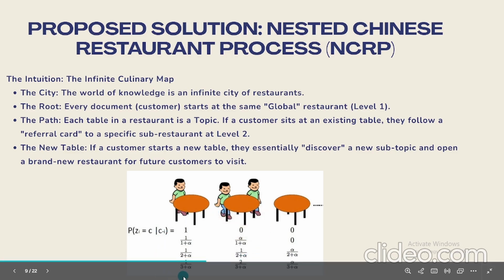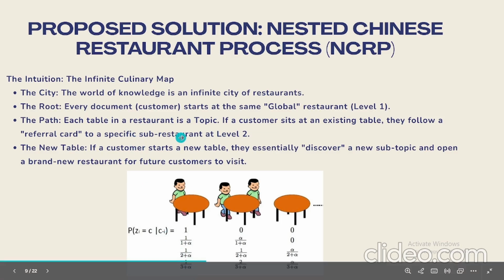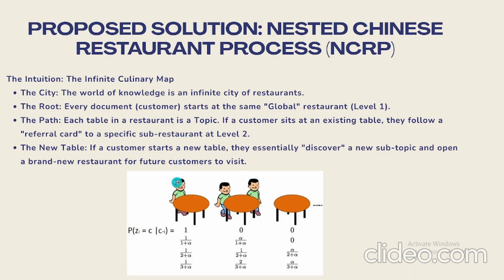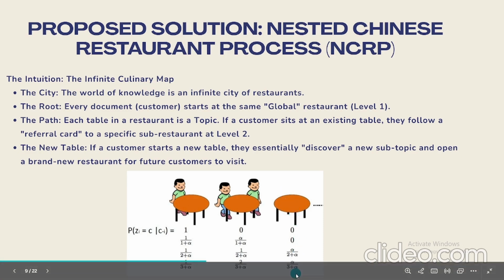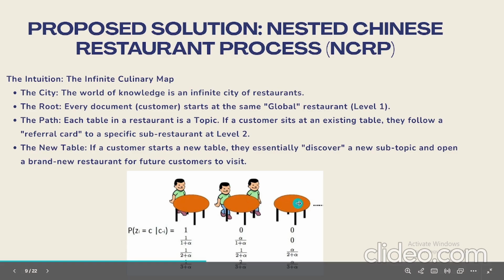Then comes the third customer. Now the third customer has three options. The third customer can sit on the first table, where the number of people is 1 and the total is 2 plus alpha, or the third customer can sit on the second table, where the number of people is 1 and the denominator is 2 plus alpha, or the third person can sit on a new empty table with the probability alpha over 2 plus alpha, where alpha, or gamma, is our innovation parameter, and in the denominator we have the number of customers that we have seen so far. So this is how the Chinese restaurant process works.